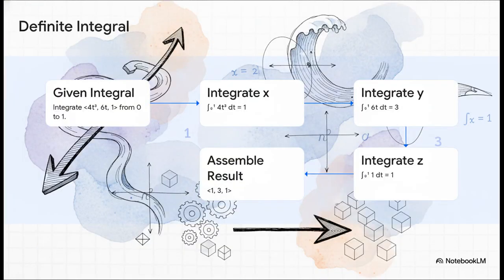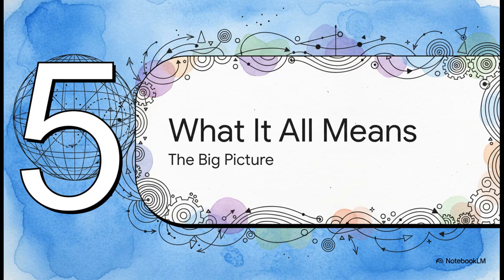Let's see this in action with a definite integral. We want to integrate the vector 4t cubed, 6t, 1 from t equals 0 to 1. And again, we just do it one piece at a time. The integral of the x component from 0 to 1 works out to be 1, the y component gives us 3, and the z component gives us 1. We just put those results back into a vector, and our final answer is 1, 3, 1. Simple as that. So we've hammered out the mechanics of how to differentiate and integrate vectors.